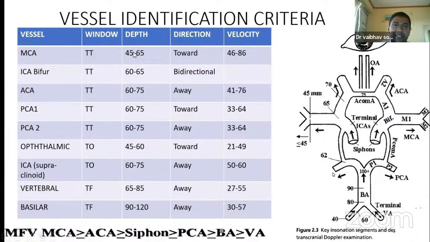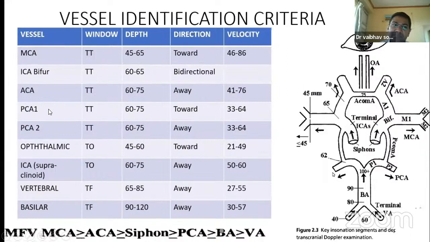In the MCA, at the depth of 45 to 65, the flow of blood is towards the probe, with the mean flow velocity of 46 to 86. At the ICA bifurcation, there is bidirectional flow at the depth of 60 to 65; we can insonate via the transtemporal window. The ACA we can insonate via the transtemporal window at 60 to 75 depth, but the direction is away, with the mean flow velocity of 41 to 76.